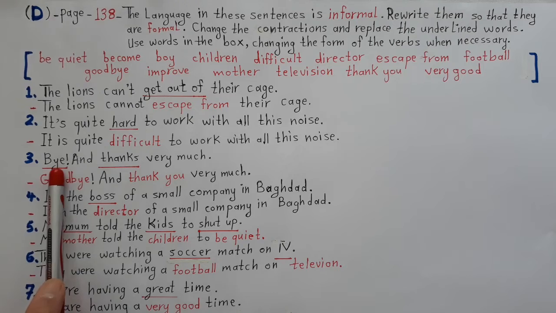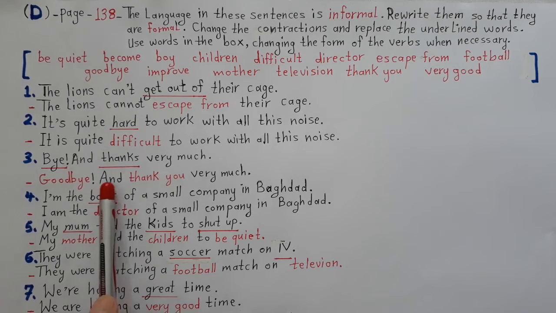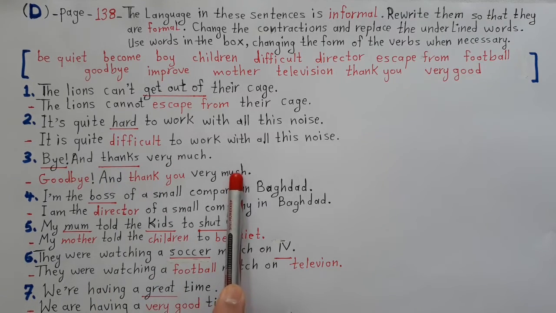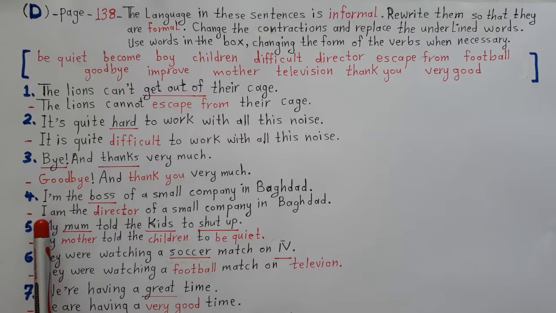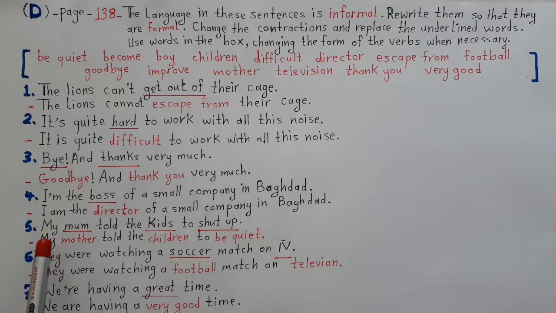Number three, bye and thanks very much. الجواب, goodbye and thank you very much. Number four, I am the boss of a small company in Baghdad. The answer, الجواب, I am the director of a small company in Baghdad. Number five, my mom told the kids to shut up. My mother told the children to be quiet.